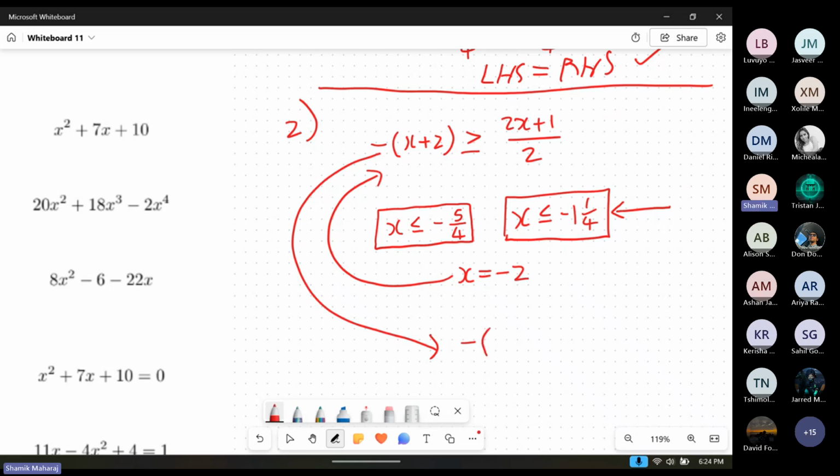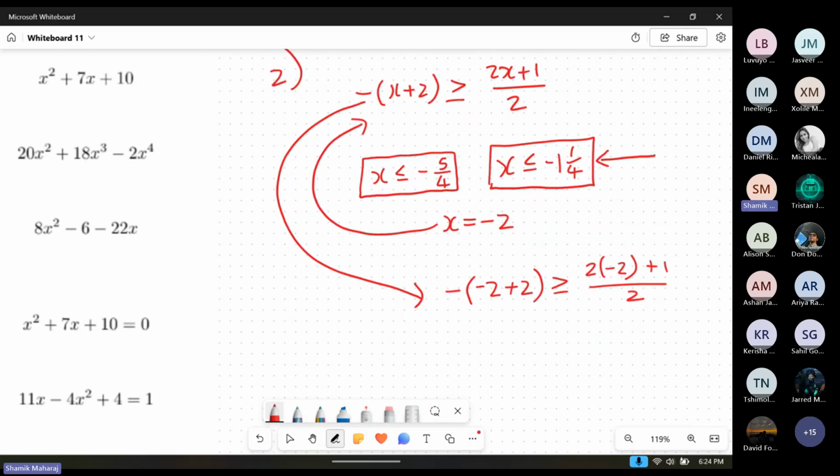So plugging this in, I'll get minus 2 plus 2 on the left. That actually works out very nicely. And on the right, we will get 2 times minus 2 plus 1 over 2. So the left is going to give me a nice 0. That's helpful. The right is going to give me a minus 4 plus 1. Should I do this in one go? Yeah, let's just do it in one go. Minus 3 over 2.